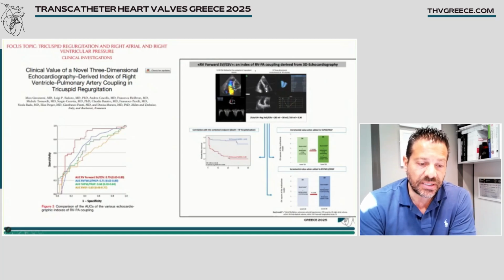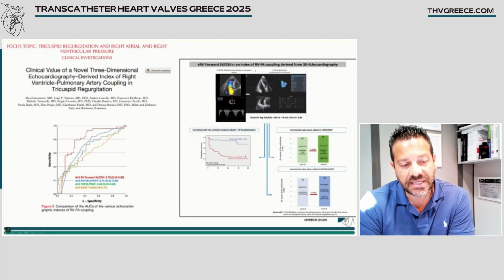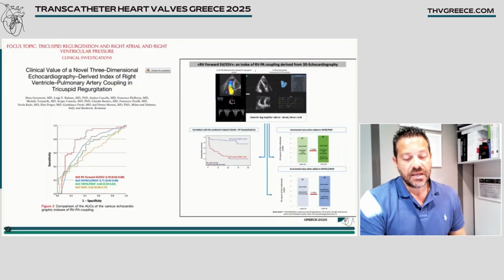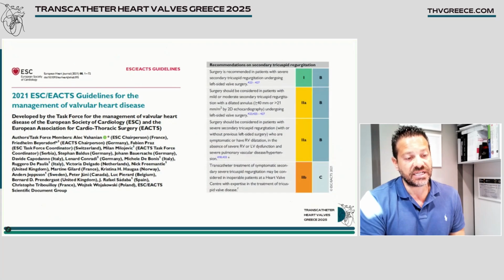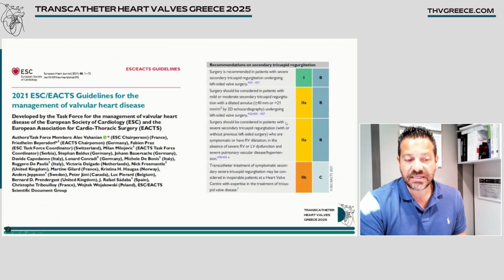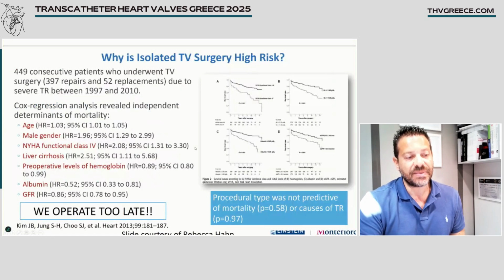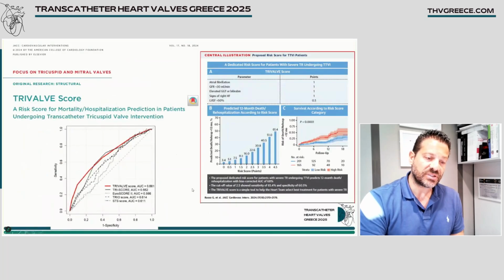In my opinion, and according to these studies, we should measure this index every time we have a patient who goes for screening for transcatheter treatment. Transcatheter treatment has an indication of 2B in the current guidelines. Most patients should go for surgery, but the problem is that all these patients go very late for operation, already with right heart failure, and that's why we have a very high mortality.